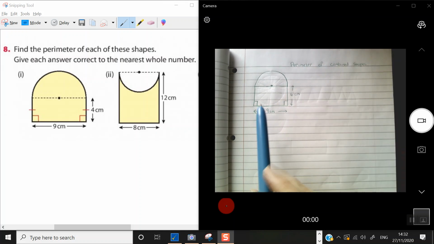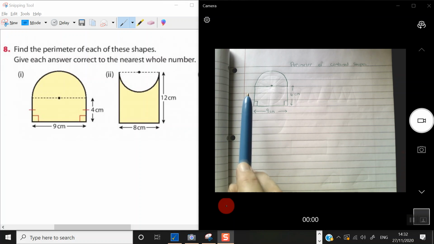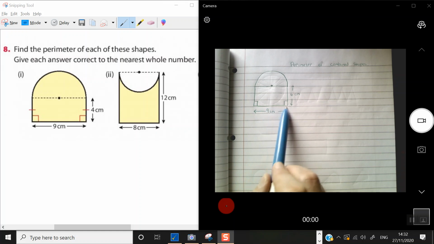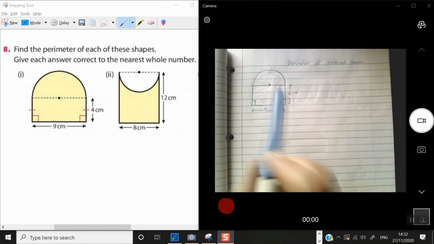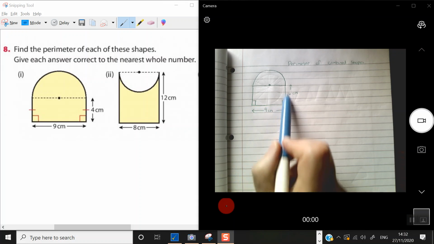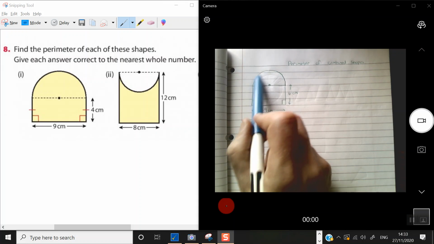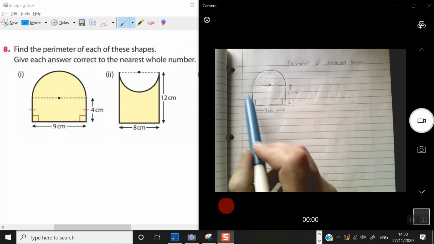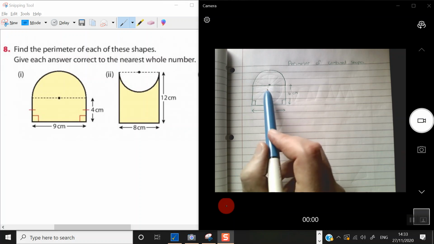So first of all, we want to focus on what we're trying to get, which is the perimeter. So what is the perimeter? If I was to trace the outline of this shape, starting here, tracing along here, going up here, going around this half circle, and then back down here, the distance that I traveled is what's known as the perimeter. So we have two shapes, and we want to get the perimeter.